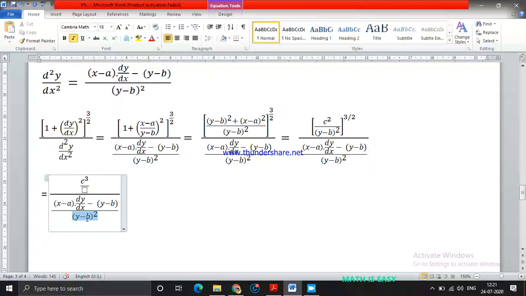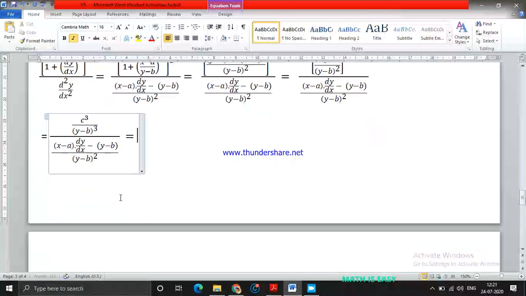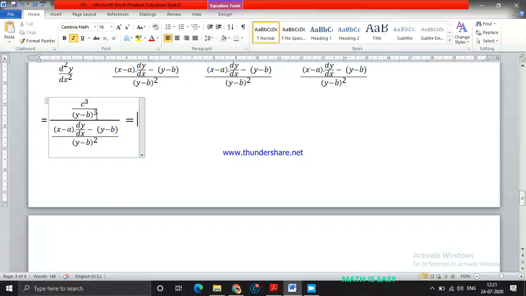What you left out here is, here 1 instead of 2 you will have cube. Now after writing the step, is there any cancellation? Yes. What are the cancellations you have here is y minus b whole square in the denominator, and this is y minus b whole cube.